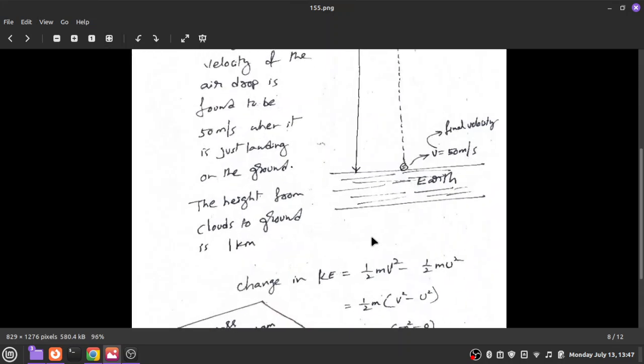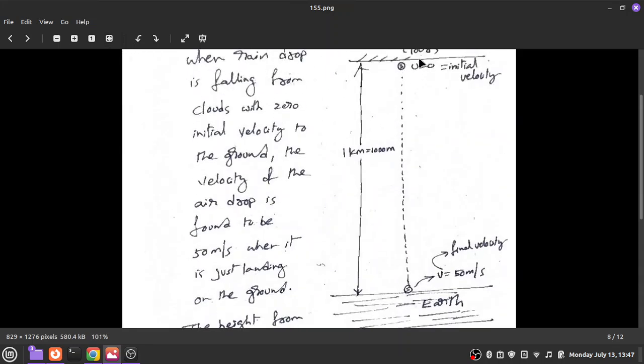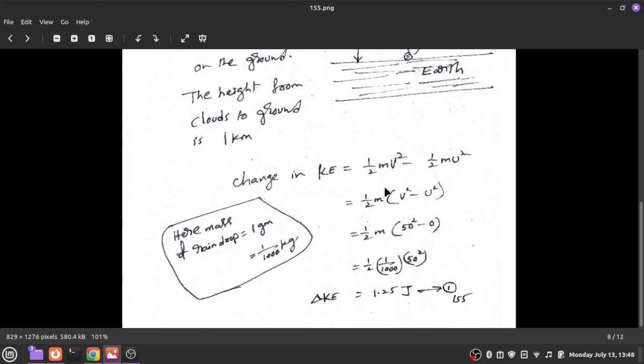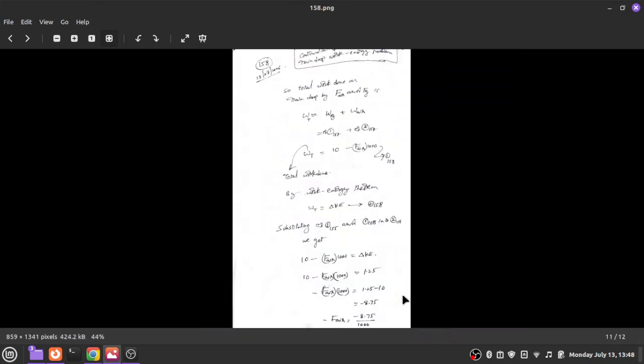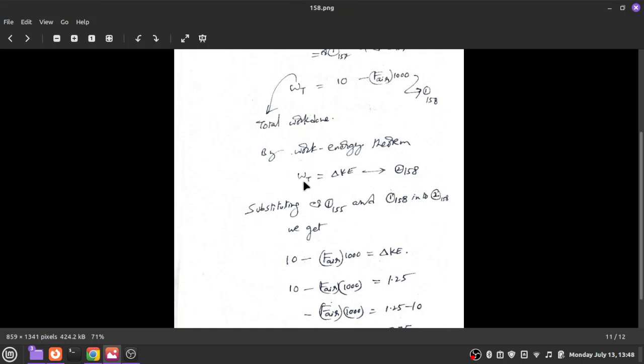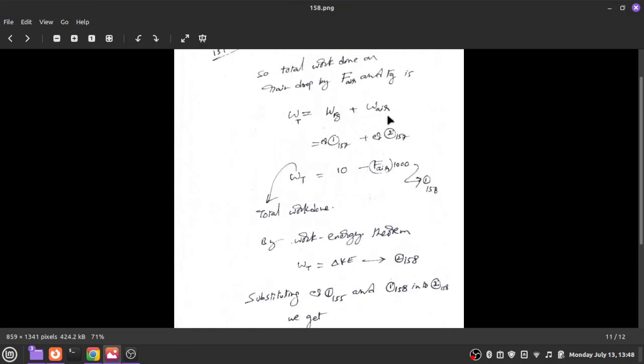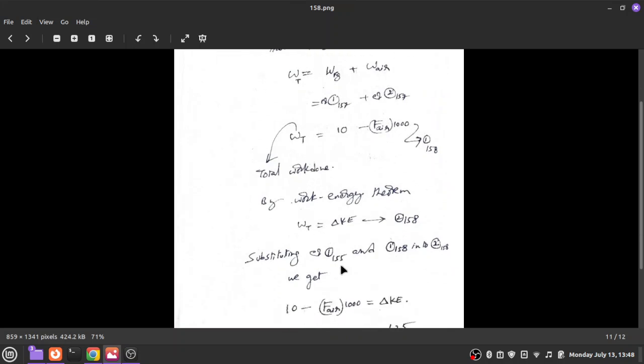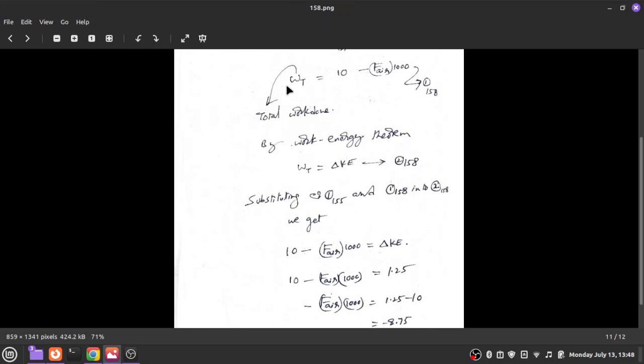Delta K. Here we consider a situation where the raindrop starts with an initial velocity of 0 and reaches the ground with a velocity of 50 meters per second. So the change in kinetic energy is the final kinetic energy minus the initial kinetic energy. That we have calculated here to be 1.25 joules. So that value we are substituting here. Total work done is equal to change in kinetic energy. But total work done is equal to work done by Fg and work done by air, so we simply substitute delta K. This expression becomes 10 minus F air times 1000 is equal to delta K, and delta K is equal to 1.25.